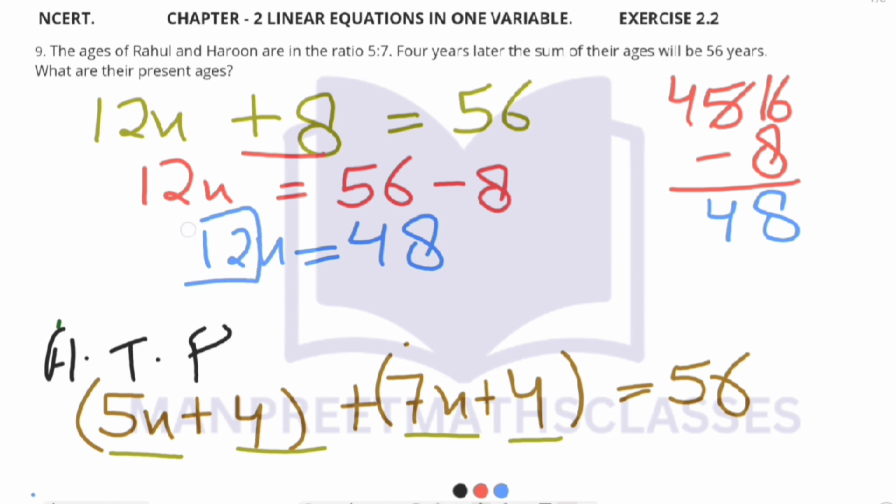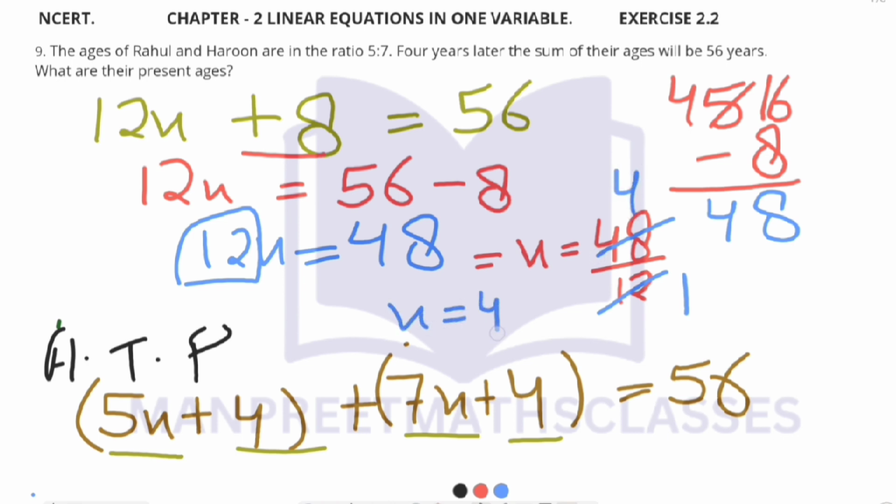Now this 12 is in multiplication, so we will go in division, so x is equals to 48 upon 12. So 12 ones are 12, 12 fours are 48, so we are having value of x as 4. Now we need to calculate their present ages, which are 5x and 7x. So we will calculate the value of 5x and 7x.